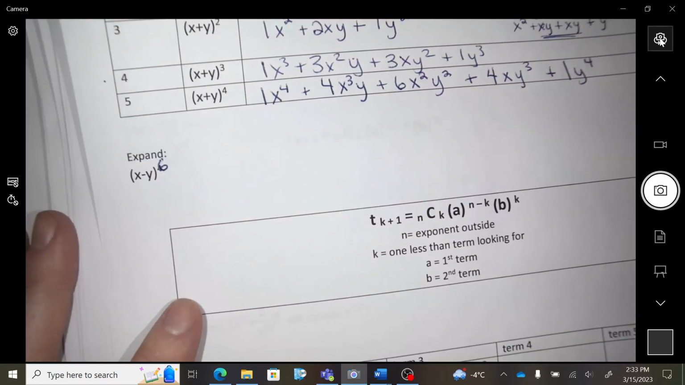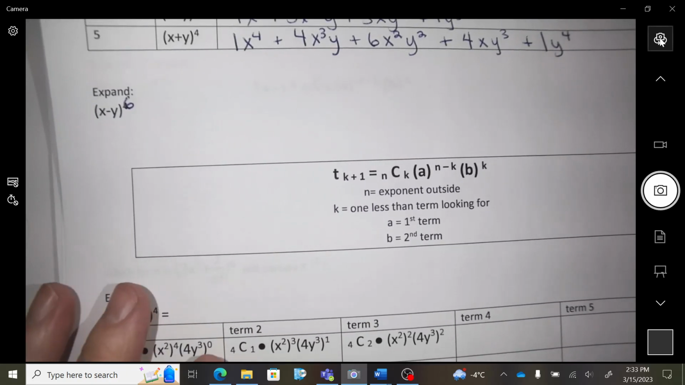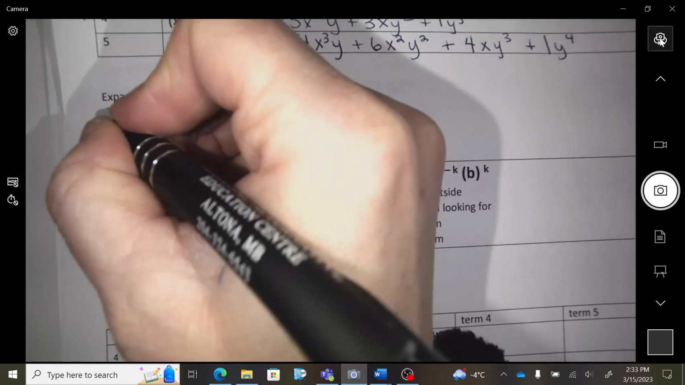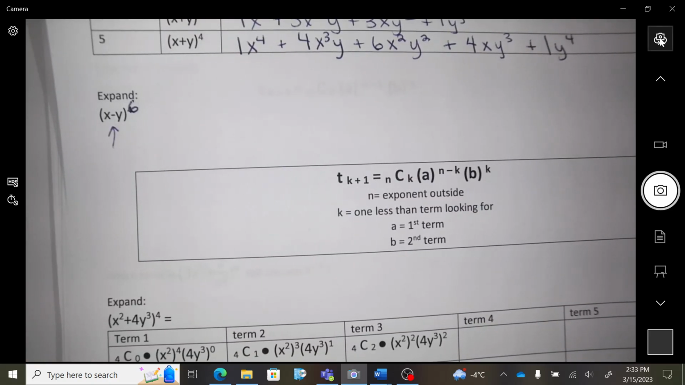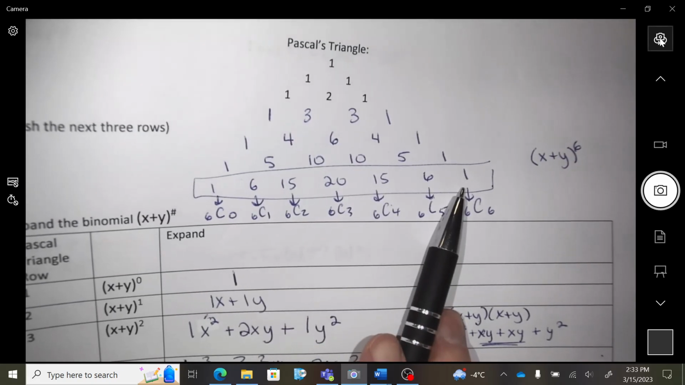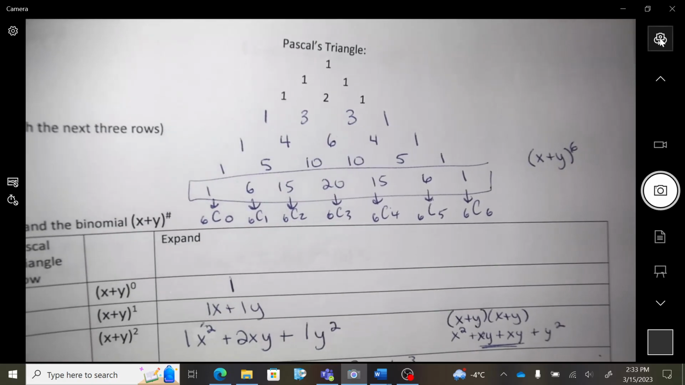I'm going to change this question. Expand x minus y to the 6th. So this time, there's a negative in there. So we did 6 up top. Everybody still has that on their triangle? Okay, so there's going to be 7 terms that come out of this.